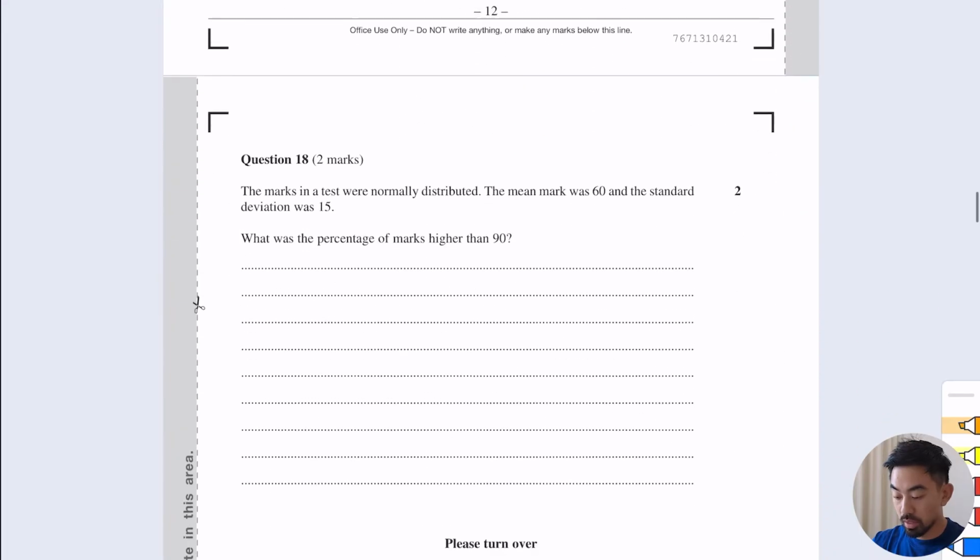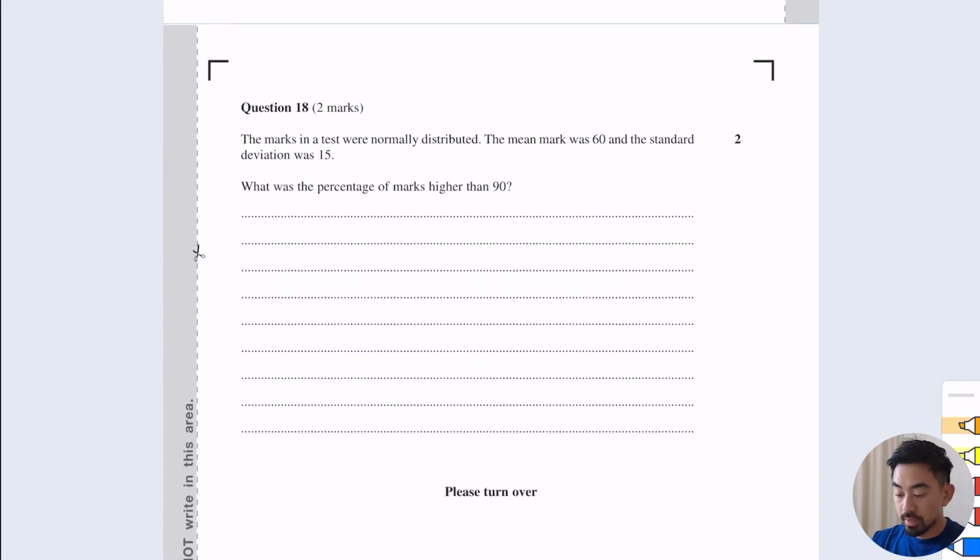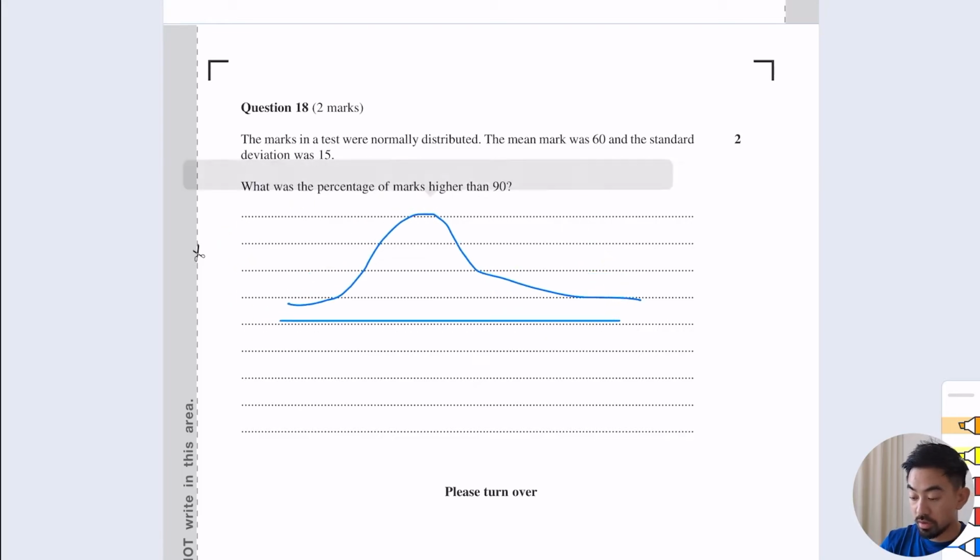Okay, next one. 18. The marks in a test were normally distributed. The mean mark was 60 and the standard deviation was 15. What was the percentage of marks higher than 90? Okay, so for all normal distribution questions, I like to draw a diagram. And that diagram basically just looks like this.